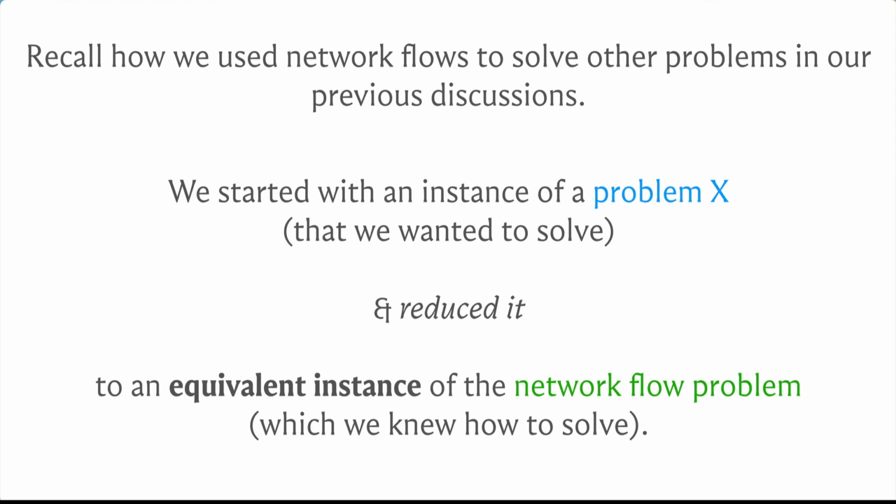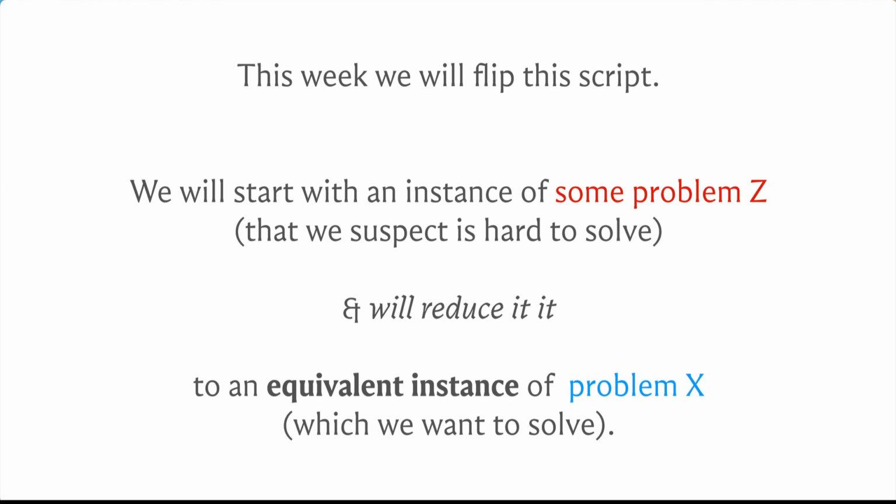So what we did was we started with an arbitrary instance of the problem that we wanted to solve, and then we reduced it to an equivalent instance of the network flow problem. So this is an illustration of using the technique of transformation to solve problems by leveraging known algorithms for other problems. But this week, we are going to flip the script and we are going to start with some problem that we know is not easy to solve.